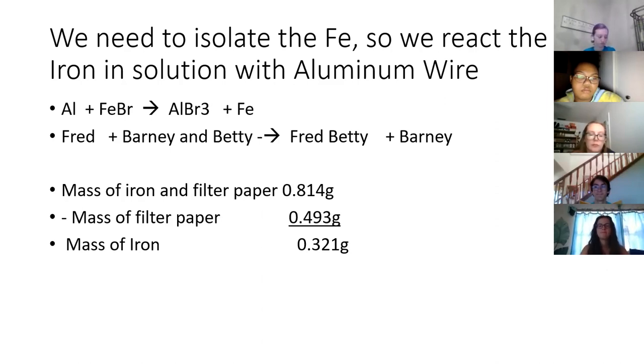Same thing happens to chemicals. Aluminum is a more active metal than iron. So if I put aluminum in a solution of an iron salt, the aluminum is going to give up its electrons. It's going to force them onto the iron. And the aluminum will be ionic. The iron will end up being neutral.